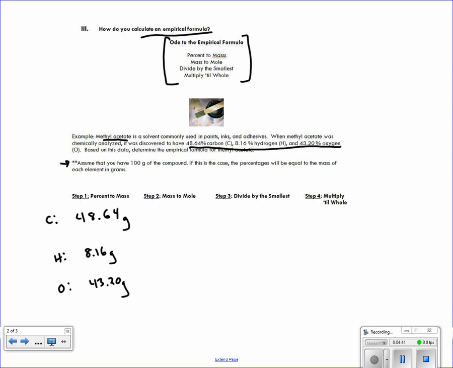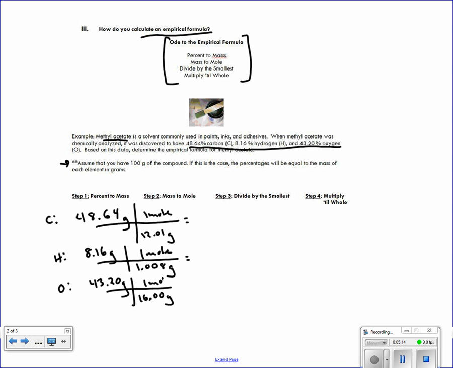Our second step is we're going to be converting mass into mole. So this is where you need your calculators. These are going to be T-charts, and you need the molar mass of each element. So here we go, setting up our T-chart. I know that the molar mass of carbon is 12.01 grams into 1 mole, and we're going to get a value. I set these all up at once. Hydrogen, 1.008 grams, 1 mole. And then the same thing with oxygen, 16.00 grams into 1 mole. And then the next step is to just do the math for all of those calculations.